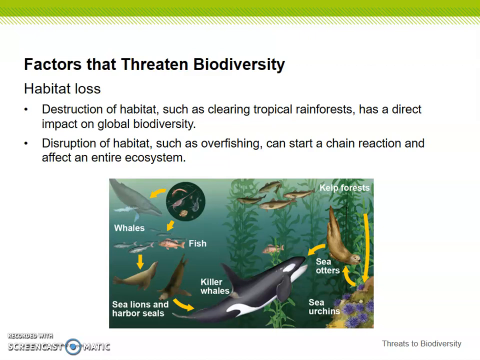And you can see that that is just a cycle. Okay, we decrease the fish, we decrease the sea lions and the seals, we decrease the killer whales, and it just has a detrimental effect on that environment.